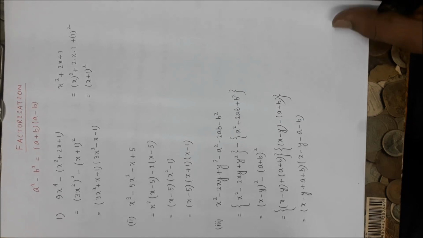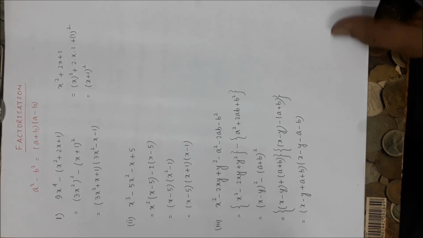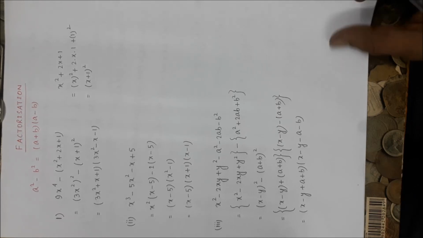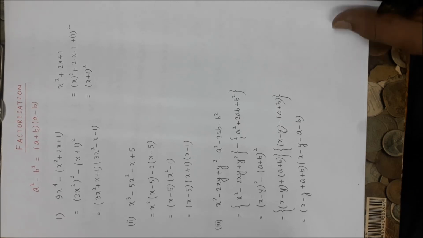Evaluate square of 979 minus square of 21. So it is already given as a difference of 2 squares. So just apply the formula: 979 plus 21, 979 minus 21. If you add these two, you will get 1000 multiplied by, if you subtract these two, you will get 958. So the product will be 958000. I hope you understand this.